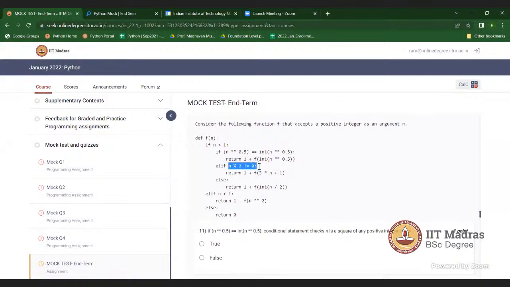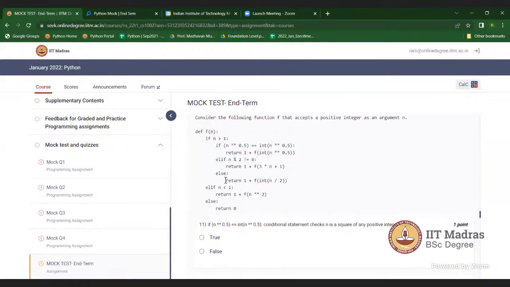So we'll come here. 10 percent 2 is not equal to 0 is not true, because 10 percent 2 equals 0. So we will come to the else block. We'll return 1 plus f of int of n by 2, which basically means we'll return 1 plus f of 5. So until now, what do we have? We have 2 plus f of 10, and f of 10 is 1 plus f of 5, which basically means we have 3 plus f of 5, right?